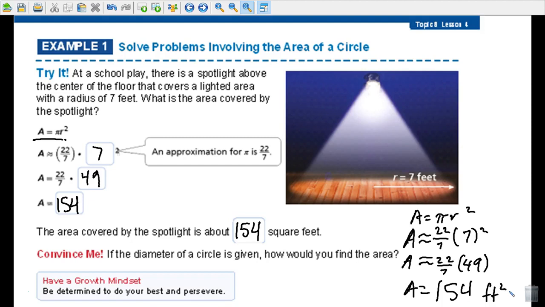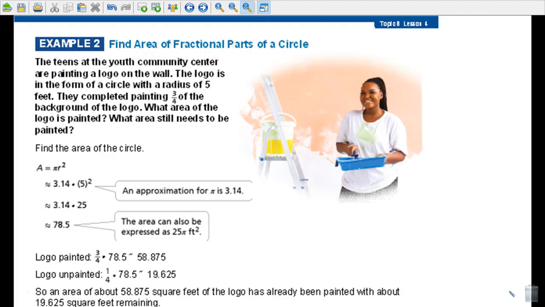Okay, good. Any questions? Hit up the comments. Let's ride. So, example 2, find area of fractional parts of a circle. The teens at the Youth Community Center are painting a logo on the wall. The logo is in the form of a circle with a radius of 5 feet. They completed painting 3/4 of the background of the logo. What area of the logo is painted? What area still needs to be painted? So we use the formula for the area of a circle.